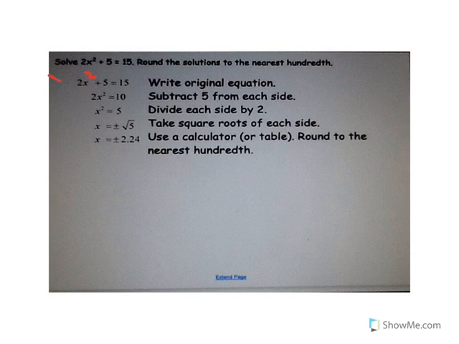When we bounce the 5 over to the other side, we always deal with the constants first. Then you're going to end up with 2x squared is equal to 10. We're going to divide both sides by 2, so you end up with x squared is equal to 5. Then you take the square root of that, and it doesn't come out nice and neat where you come up with a fraction or just a whole number. You end up with plus or minus the square root of 5. That's why we have to leave it like that. Then you plug that into your calculator, and you're going to come up with this value when you round it to the nearest hundredth.